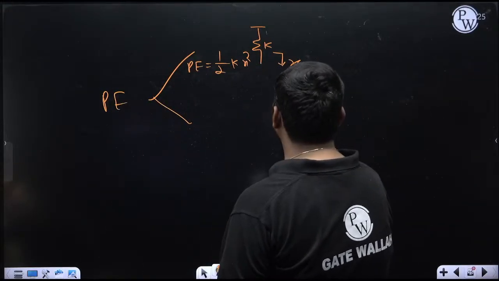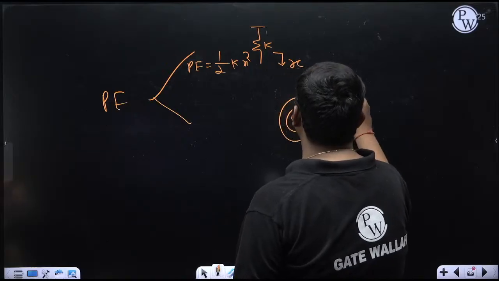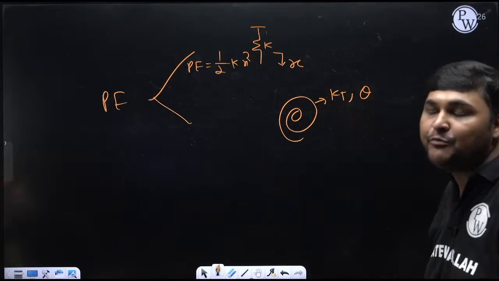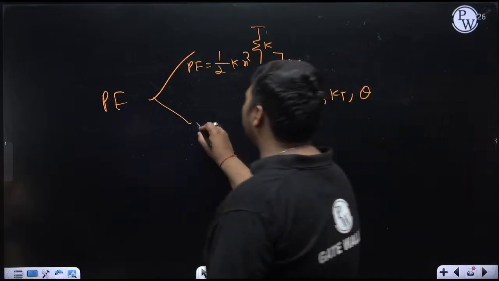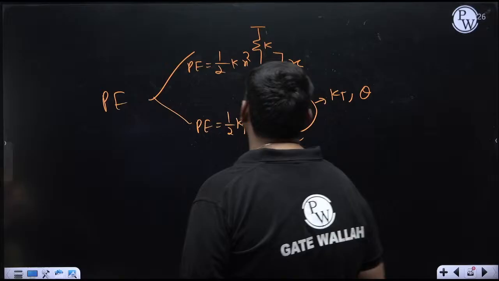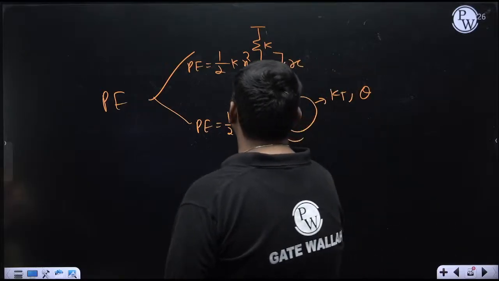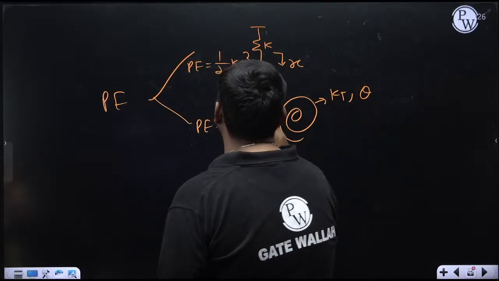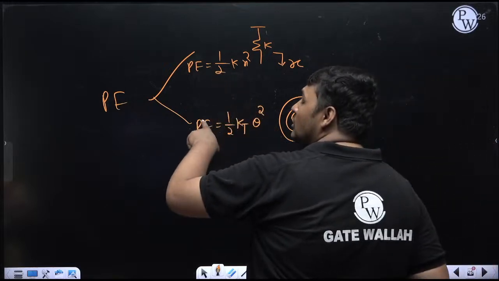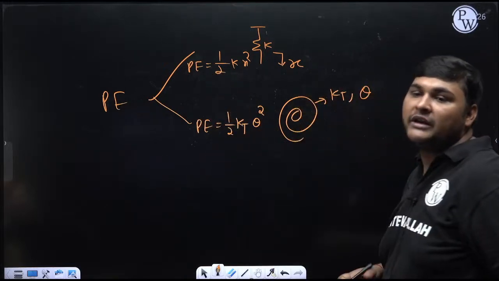Similarly, if it is a torsional spring whose stiffness is kt, see its angular displacement. Suppose the angular displacement from the mean position is theta. Then the potential energy will be half kt theta square, where kt is the stiffness of the torsional spring and angular displacement comes instead of linear displacement. Both are energy, so both will be in joule, so just add them.